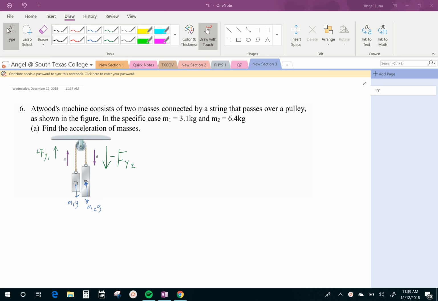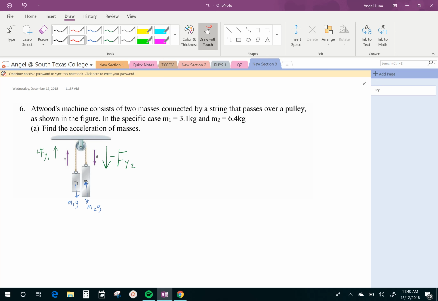Atwood's machine consists of two masses connected by a string that passes over a pulley, as shown in this figure. In the specific case where M1 equals 3.1 kilograms, which is this block, and M2 equals 6.4 kilograms, which is this block, we have to find the acceleration of these masses.